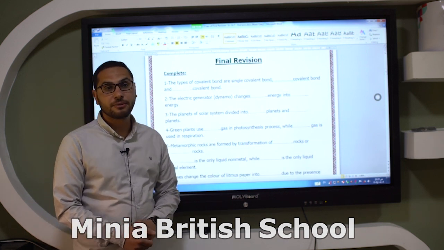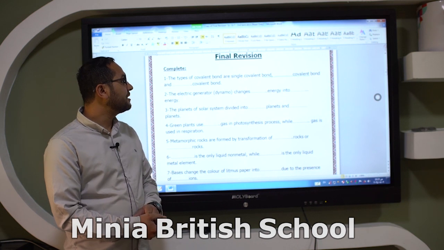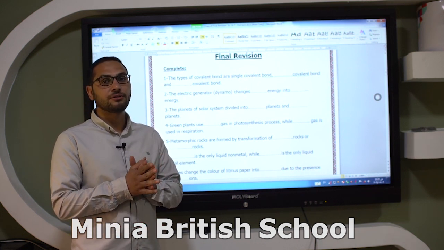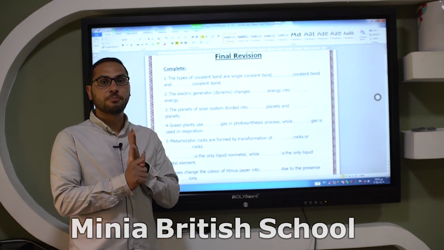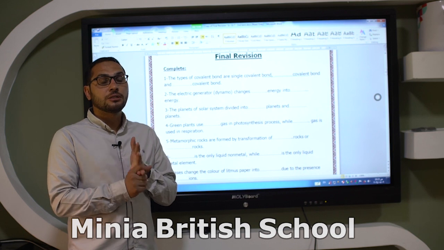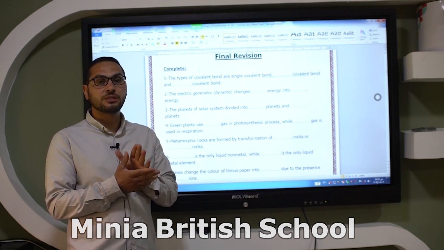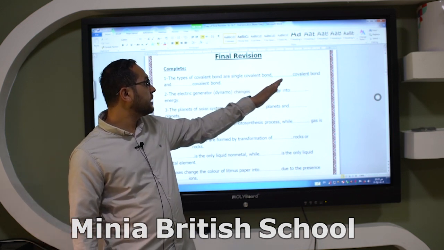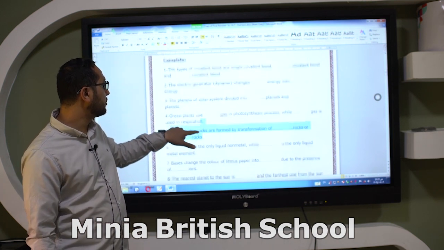Number 1, complete. The types of covalent bond are single covalent bond. As you know, you have 3 types of covalent bond. Single covalent bond is represented by 1 line. Double covalent bond is represented by 2 lines. Triple covalent bond is represented by 3 lines. So single covalent bond, double covalent bond and triple covalent bond.